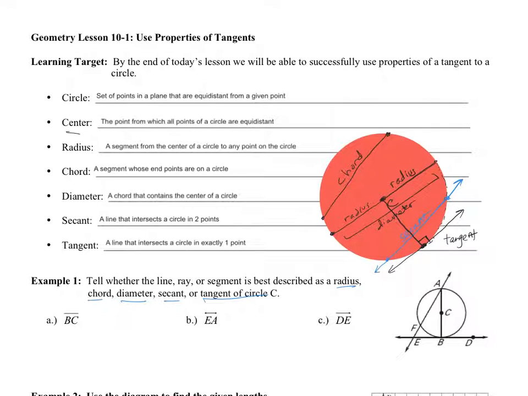Example 1. Tell whether the line, ray, or segment is best described as a radius, chord, diameter, secant, or tangent of a circle C. Now if we look at segment BC, this is obviously the radius. And line EA intersects 2 points on the circle, so we call this a secant. And then ray DE intersects a circle in exactly 1 point, so we call this a tangent.